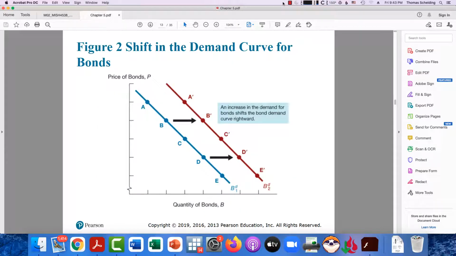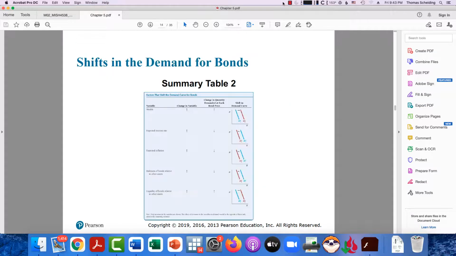Here's a shifting of a demand curve, which you should all be generally familiar with. And there's our handy little chart. But I've explained this now, so I'm not sure there's any value to me talking about it more.